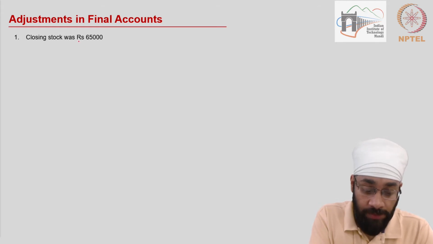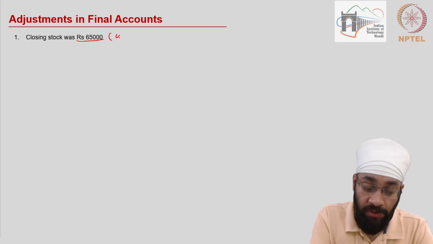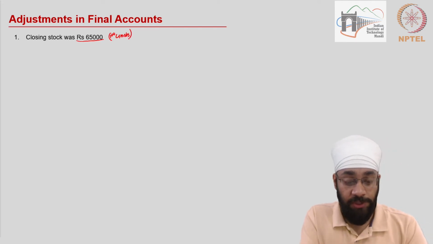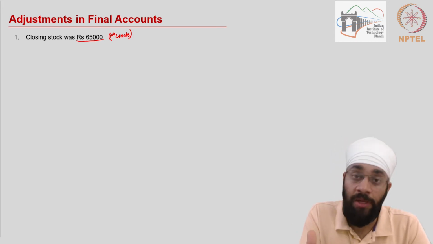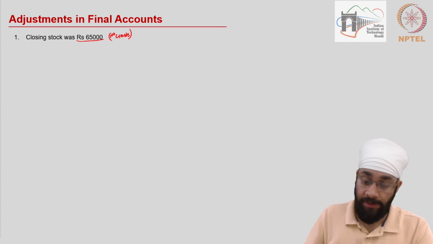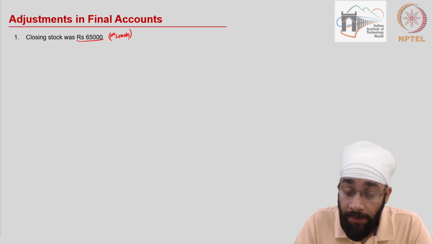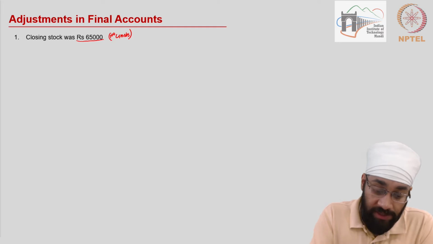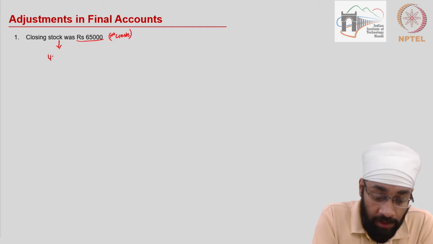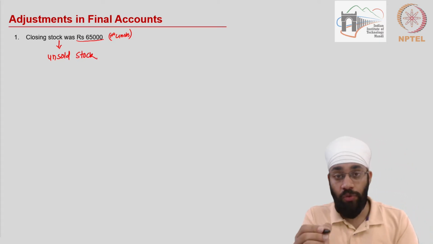Closing stock has been identified to be 65,000. Some X number of units must be there. Let's say there are 100 units, an assumption. So there is a process which has to take place in order to count the closing stock. It's called the stock audit, and the information comes out maybe much later after the trial balance has been prepared. So we know that the closing stock is the unsold stock.